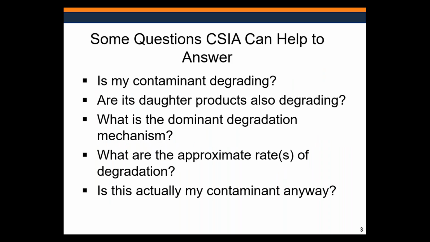So CSIA, what can we do with CSIA? What kind of questions can we answer with this technique? First and foremost is my contaminant degrading in the field? Very important. Are its daughter products also degrading? Particularly with chlorinated solvents, cis-DCE stall or accumulation of vinyl chloride. Is that going away or not going away? What's the dominant degradation mechanism? Often by using multiple isotopes, you can get some idea of degradation mechanisms in the field. What are approximate rates? There's ways to use CSIA to estimate degradation rates apart from contaminant concentrations. And finally, is this actually my contaminant anyway? So there's a forensic aspect to CSIA.